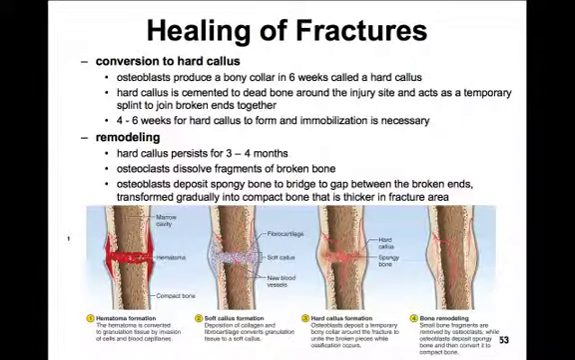This hard callus formation happens in about 4 to 6 weeks, and immobilization is necessary to allow it to form. After the hard callus is in place, we can work on bone remodeling. The hard callus will be there for about 3 to 4 months in all before the bone is remodeled. But osteoclasts are going to dissolve fragments of broken and dead bone, and osteoblasts will deposit more spongy bone to bridge the gap between the broken ends. This spongy bone will then be transformed gradually into compact bone that's slightly thicker than the fracture area. So in truth, breaking a bone and allowing it to heal makes it stronger in the region of the break.